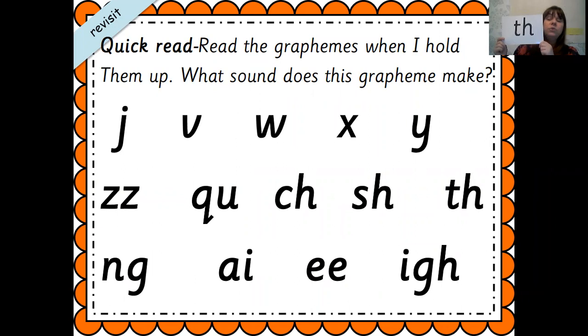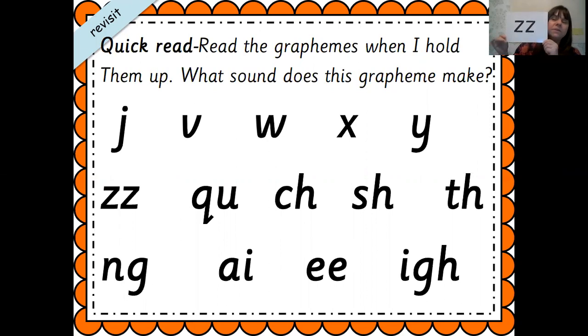Are there two sounds? All right, this one. J, J. Well done. W, W. X, X. Very good at this. Have you got them all correct up to now?